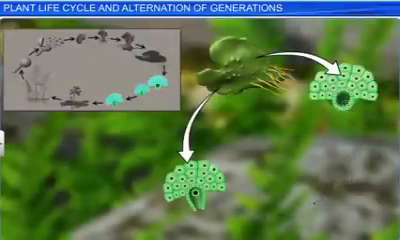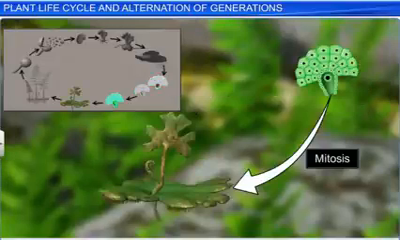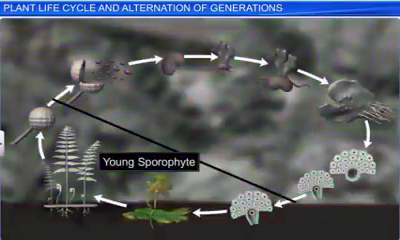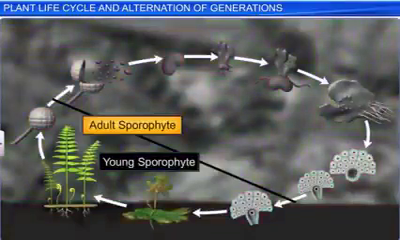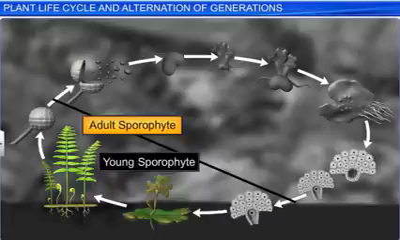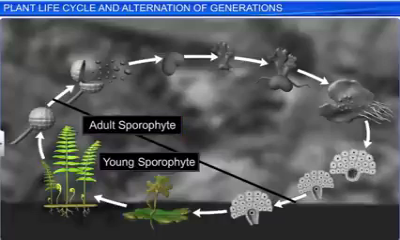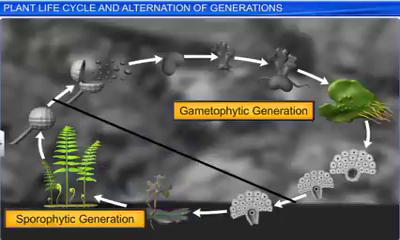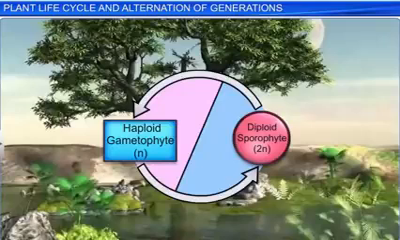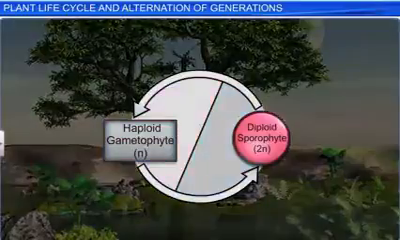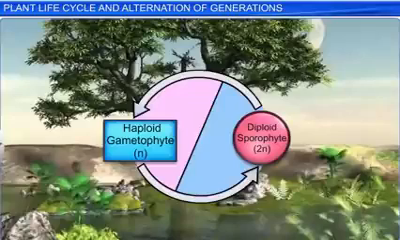The fusion of these haploid gametes results in the formation of a diploid zygote, which undergoes mitosis to reproduce a diploid young sporophyte. The young sporophyte soon matures into an adult sporophyte, completing the life cycle. The plant body thus alternates between a sporophytic generation and a gametophytic generation. However, in different plant groups, either the sporophytic generation or the gametophytic generation is the dominant phase, or, in other words, persists for a longer period.